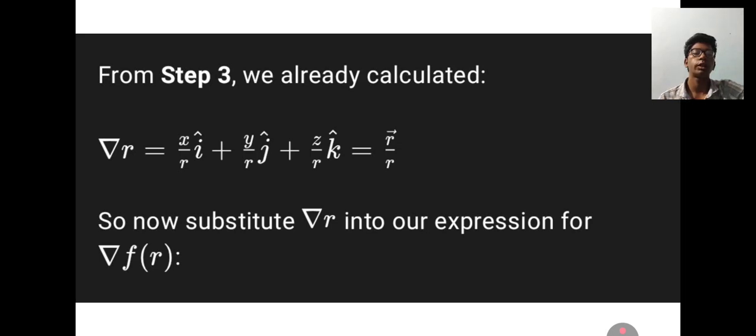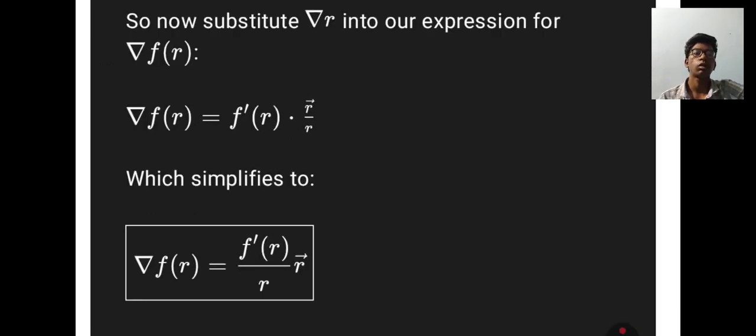So now substitute del r into our expression for del f of r. Del f of r equals f dash of r into r bar by r, which simplifies to del f of r equals f dash of r by r into r bar.